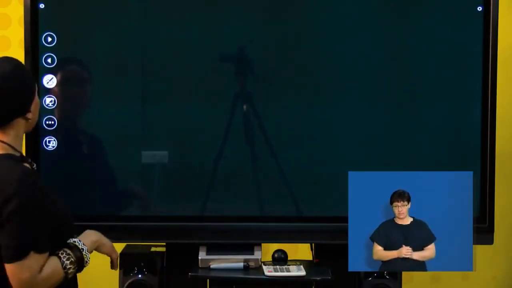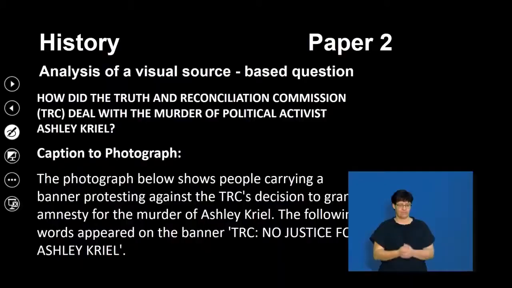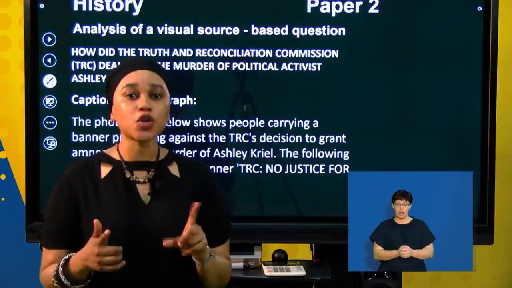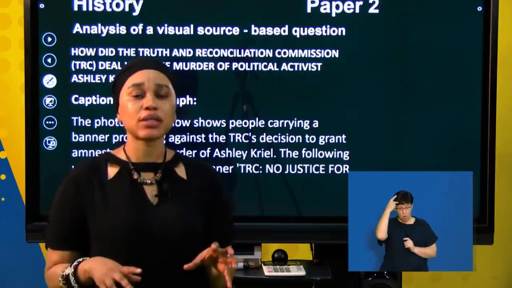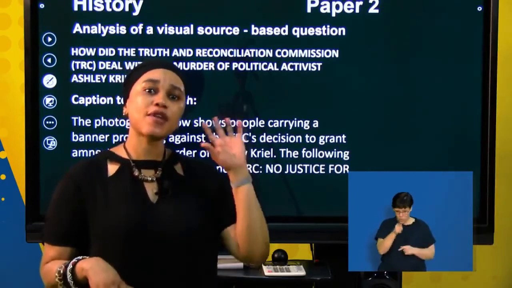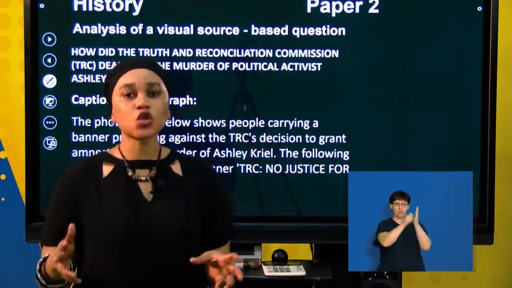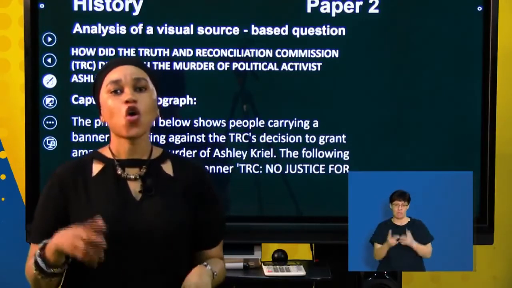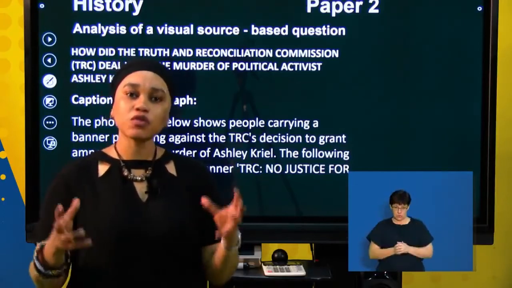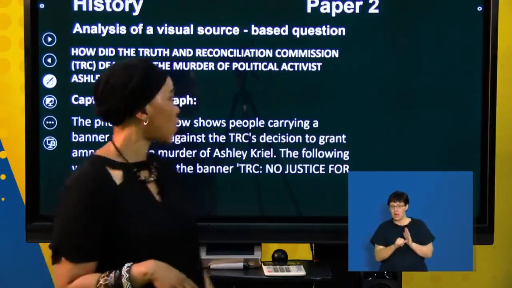Okay, let's carry on. Now, we are looking at a different skill, which is the analysis of a visual source. You already know that in an exam situation, you will get different types of sources. And it is very important for you to know how to deal with the different types of sources. Sometimes you will have textual sources, or you can have visual sources. And visual sources can be a photograph or a cartoon. It's very important for you to know how to analyze those.